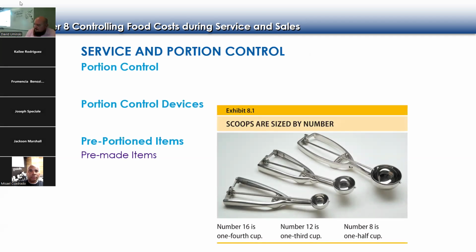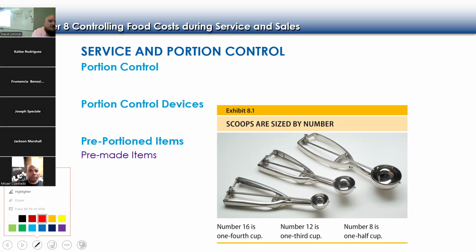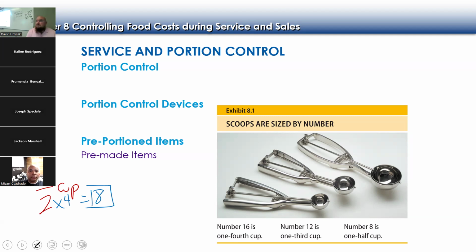Okay. So if we want to know what our scoop number is, we want to multiply the denominator. So if I have a half cup scoop, I'm going to multiply that denominator by 4. And that's a number 8 scoop. Okay. So what would a quarter of a cup be? We're going to multiply the denominator by 4 and we get what? 4 times 4. Oh, 16. 16. There we go. Okay. So 16 is our number scoop for a quarter of a cup.